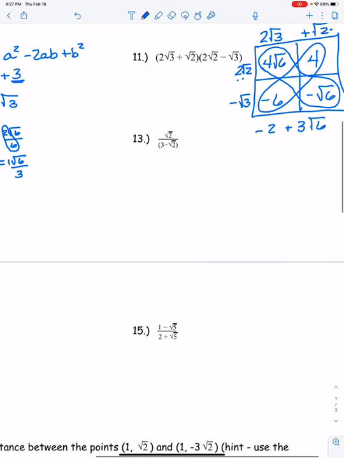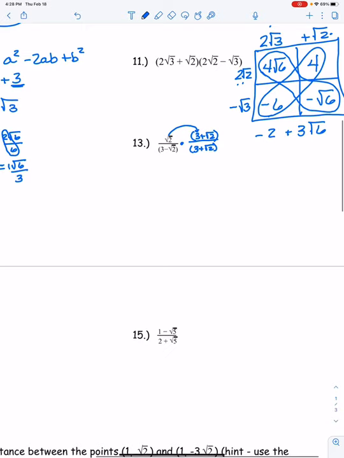Number 13, you are going to be multiplying by the conjugate. So let's look. We're going to go ahead and multiply the conjugate of 3 minus the square root of 2, which is actually going to be 3 plus the square root of 2 over 3 plus the square root of 2. So now we're going to do our multiplication. Let's do the distributive property.